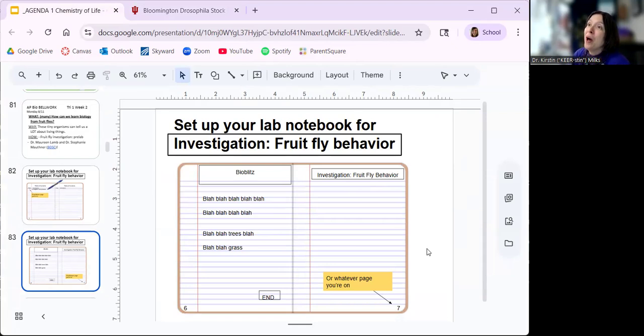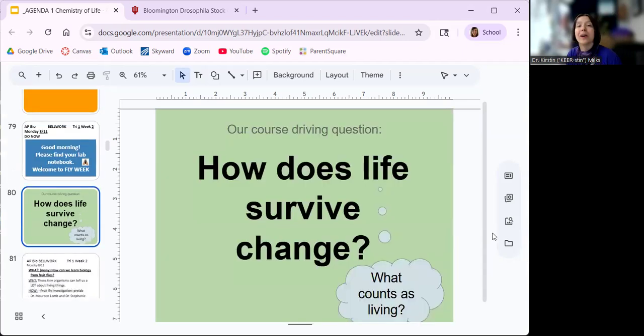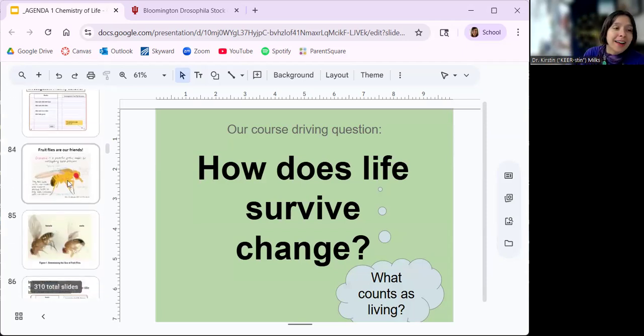Okay, so while we're waiting, this week is all about this fruit fly behavior lab because one of the questions you had about what counts as living is, does it respond to its environment? So we're going to learn about how fruit flies respond to their environment, and we're going to start off handling the fruit flies in class today.